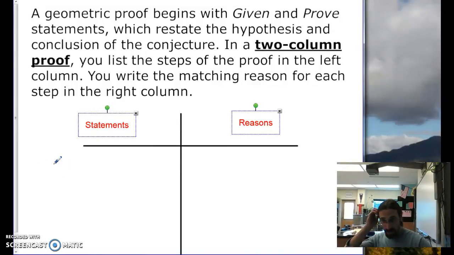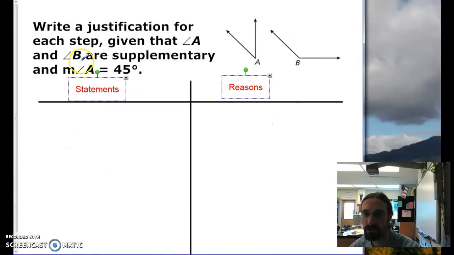All right, geometric proof. Again, we're going from hypothesis to conclusion. We have statements on the left and the reasons on the right. So this is a 2-column proof. You're going to start with your given information, and you're going to work your way down to your conclusion. Repeat. Start with your given information and work your way down logically towards your conclusion. So what does it look like? Let's just try this one.